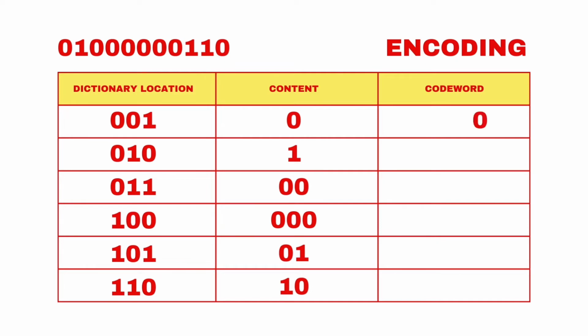We put 0 to the rightmost part of the code word column, and since it has no prefix, we fill it in with 3 zeros. Same goes for the next content of 1.